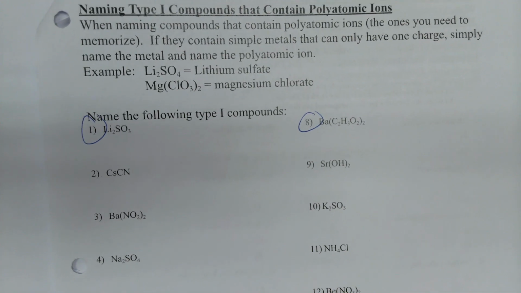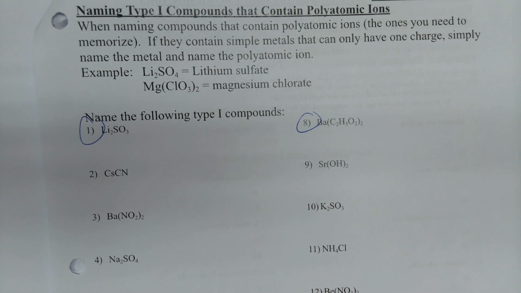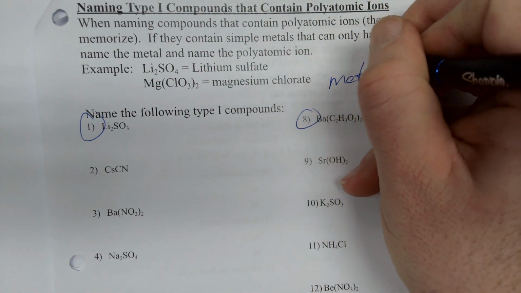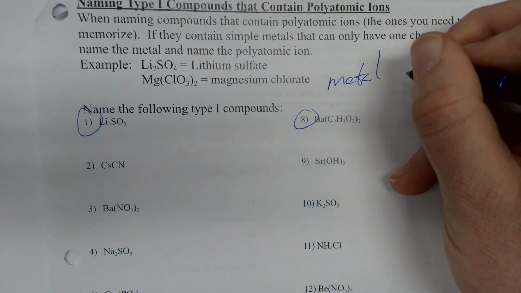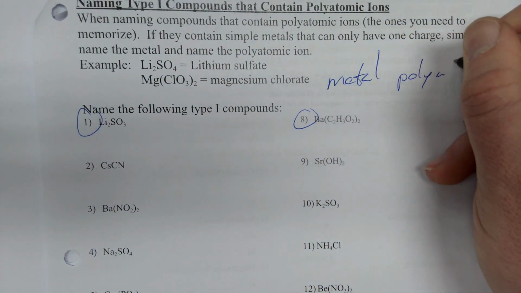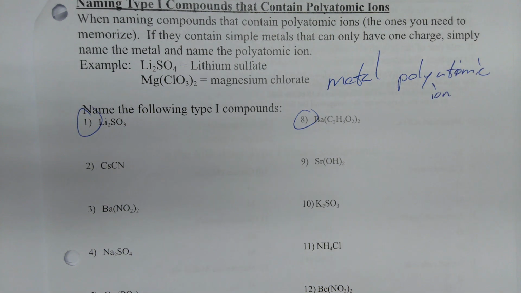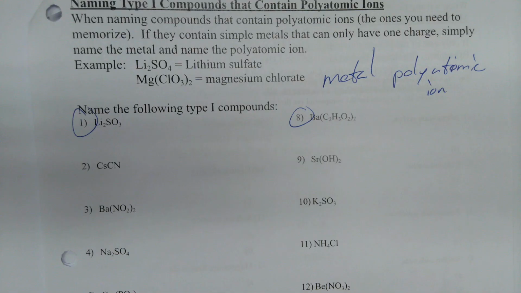So when I'm looking at page 3 and I'm given the formula, I'm always going to write the metal name first. So it's always the metal name, and then whatever the polyatomic ion is. I don't need to add an IDE to the end of it because the polyatomic ion indicates that's already in a bond.